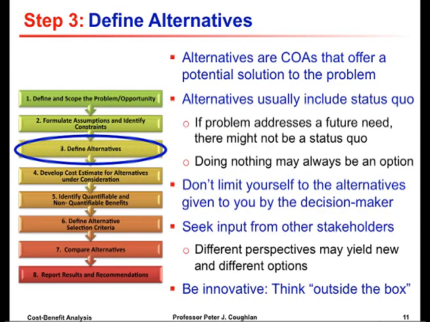Now, the third step in the CBA process is to define the alternatives, right? And what we're talking about here is what are our options? What are our choices? What are our possible courses of action to solve the problem? And of course, when we think about what we can do, one of the options that you should always consider, if not always include, is the status quo. Basically, keeping things the way they are.